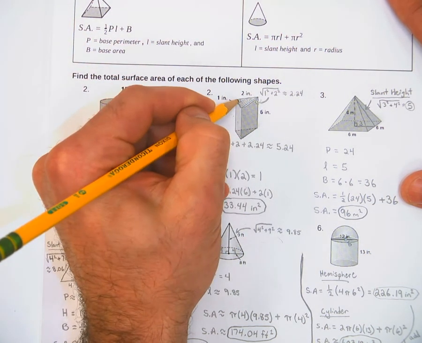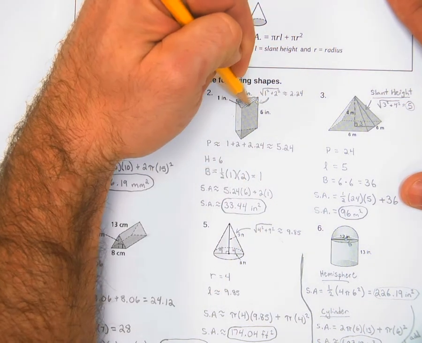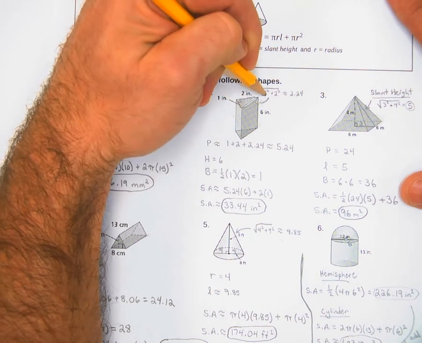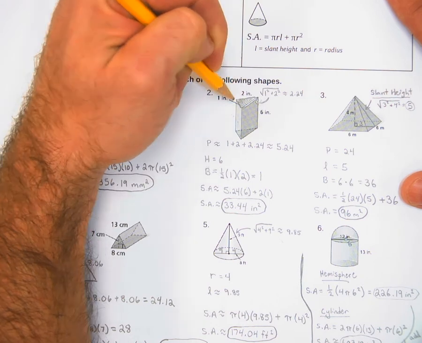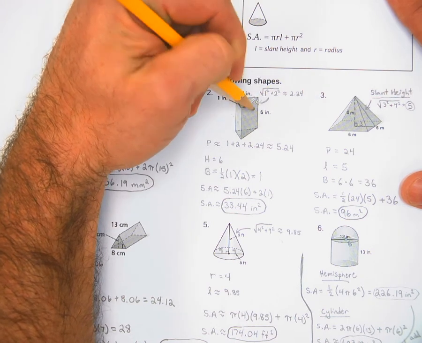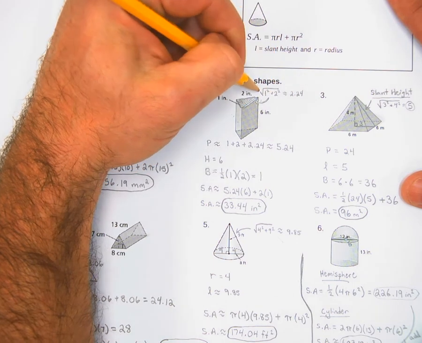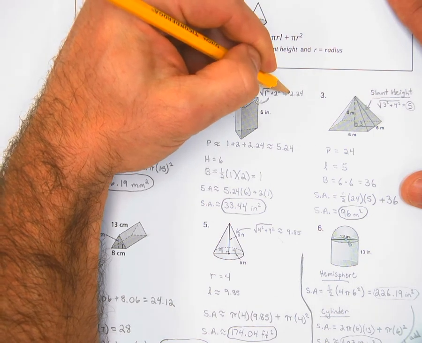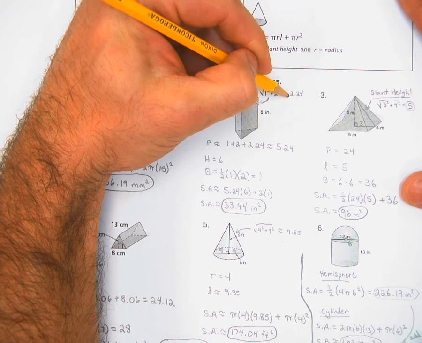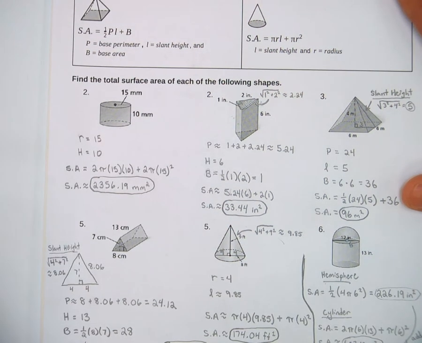Well, I've got 1 and 2, but if I want to know this perimeter, I have to do Pythagorean theorem, right? It's a right triangle. So 1 squared plus 2 squared equals this side squared. And if I square root that, then that gives me the side length. So it's about 2.24 is our side length there.